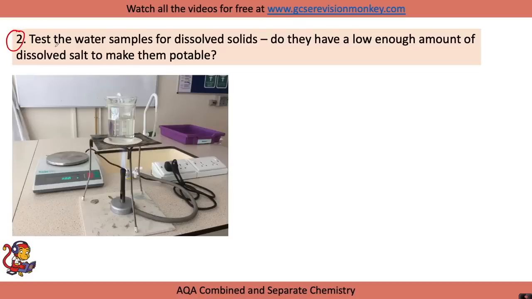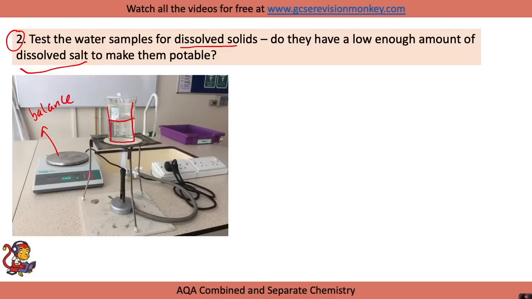The second part is then testing the water samples for dissolved solids. So we're going to look if they have a low enough amount of dissolved salt to make them potable. This is the equipment that we are going to use. We have a balance here. We've got our Bunsen burner on a heatproof mat with a tripod and gauze. And then we have a beaker, and this beaker is just acting as a water bath.